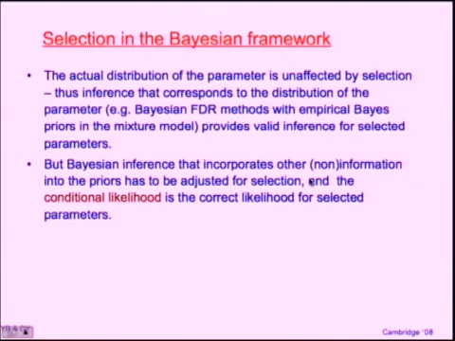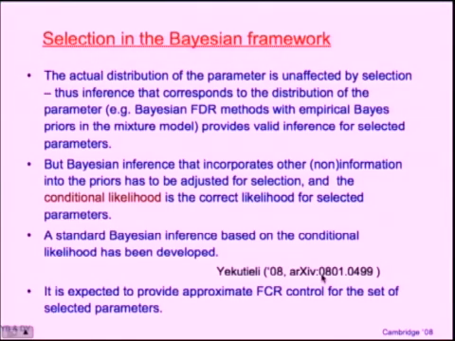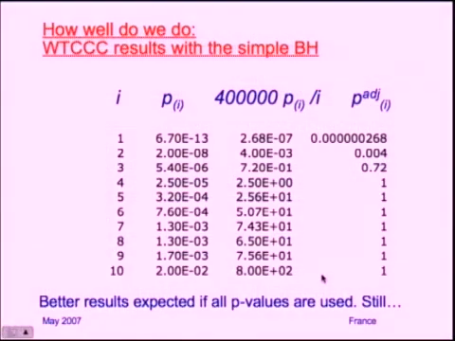But Bayesian inference that incorporates non-informative priors, or informative priors that are not based on the data, has to be adjusted for selection. The conditional likelihood is the correct likelihood for the selected parameters. Then a standard Bayesian inference based on the conditional likelihood has been developed, and Yekutieli's paper is on the arXiv, and can be reached. And in fact, from the few experiments we made with it, it even controls the frequentist false coverage rate. Okay, that much about technology.